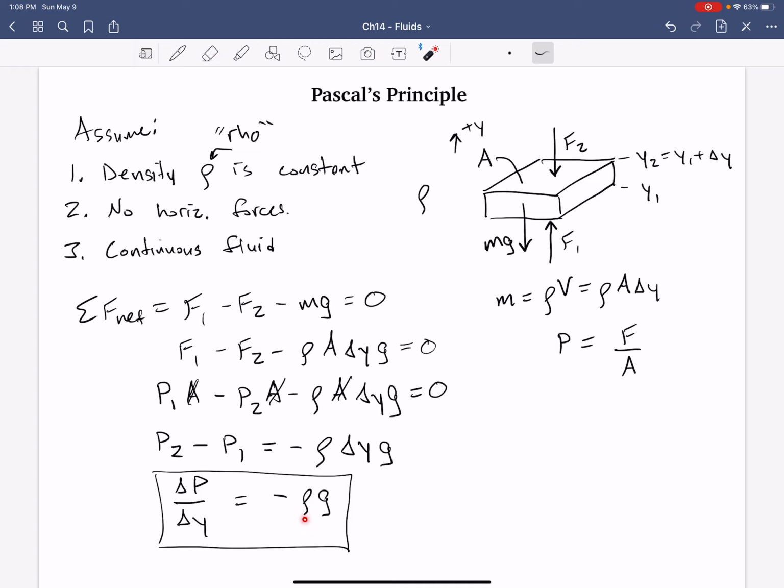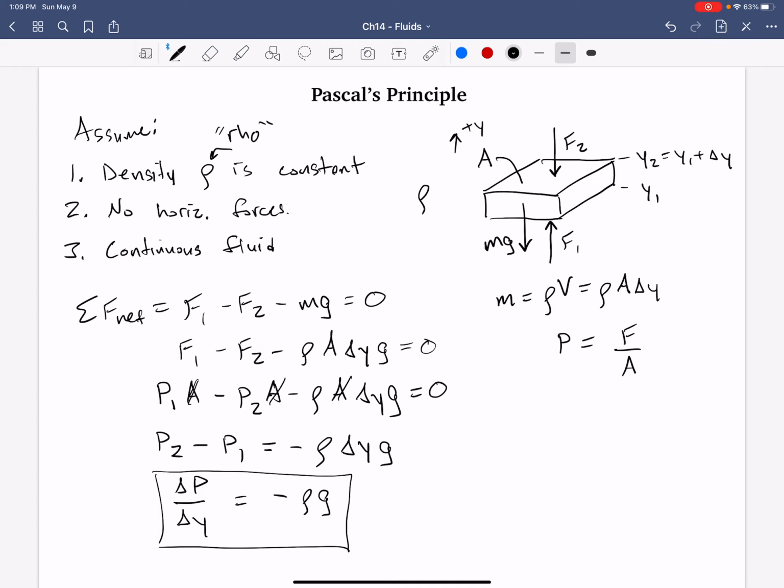The density rho was one of my assumptions. The density is constant and the local acceleration due to gravity is constant, right? So this is after chapter 13, right? We're going back to remaining close to the surface of the Earth. So the value for little g stays constant. It doesn't change, okay?